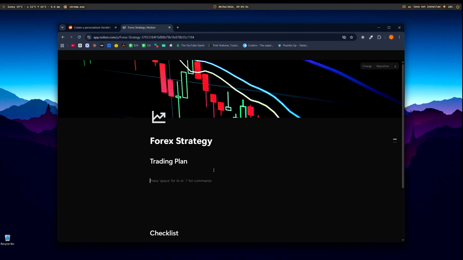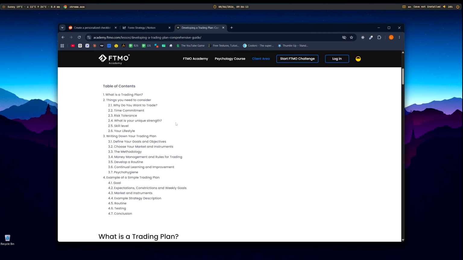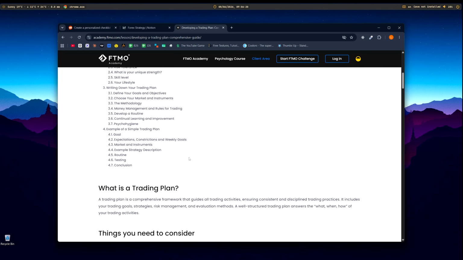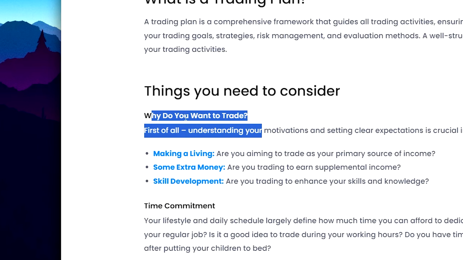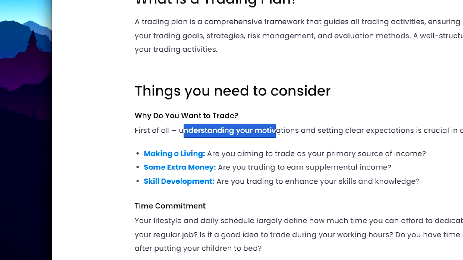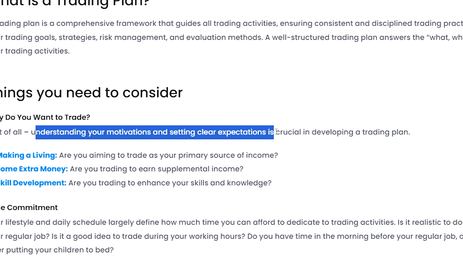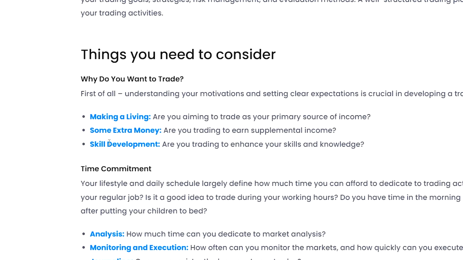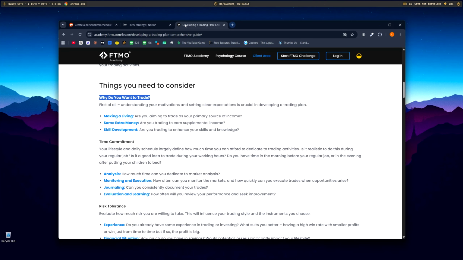Now for the trading plan, what can I put? Oh, FTMO did a tutorial on how to develop a trading plan. Good, I will follow this. So, why do you want to trade? Understanding your motivations and setting clear expectations is crucial in developing a trading plan. Making a living, some extra money, skill development. I'll pick this one.